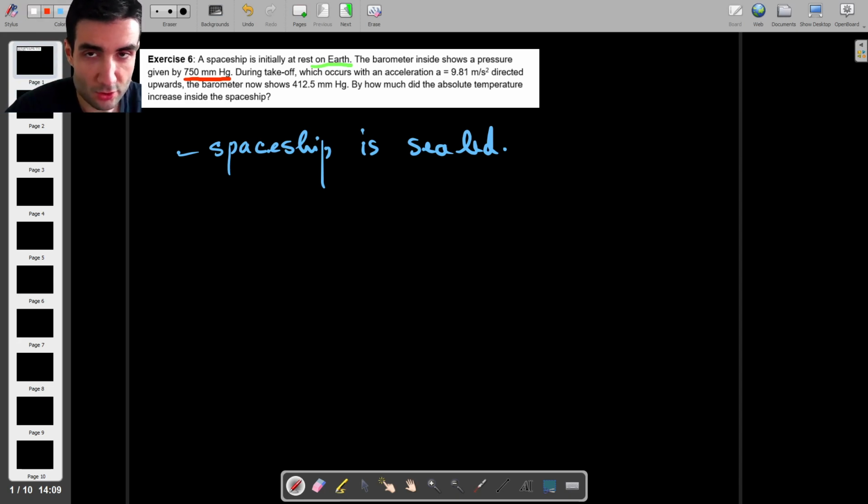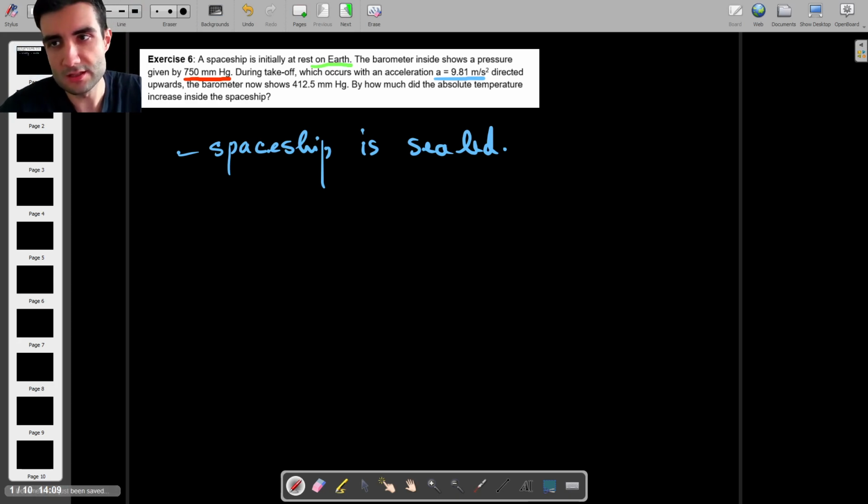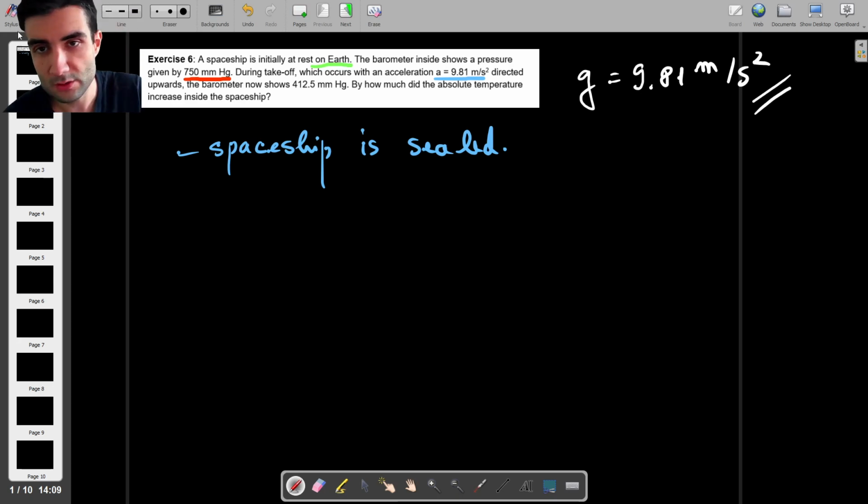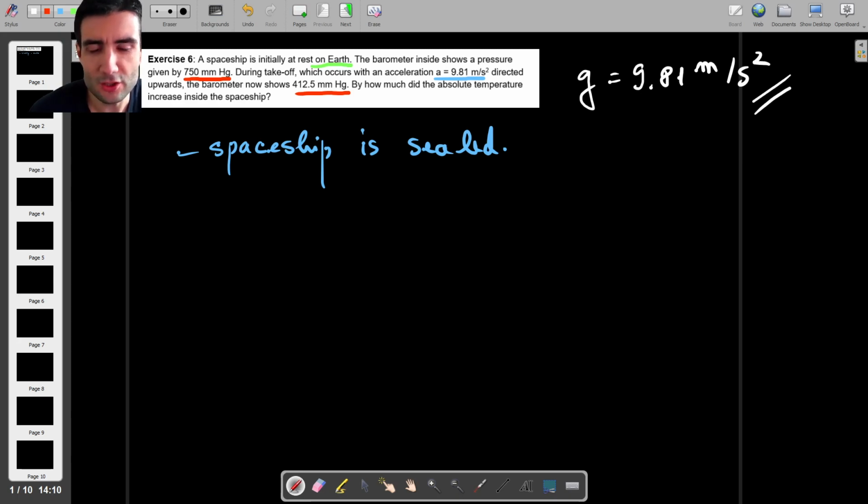Now, during takeoff, so the spaceship is no longer on Earth, but it's taking off, which occurs with an acceleration of 9.81 meters per second squared. So it seems like the acceleration of takeoff is the same as lowercase g, the gravitational acceleration at the surface. During takeoff, with an acceleration a directed upwards, the barometer now shows this new height of the mercury. And the question is, by how much did the absolute temperature increase inside the spaceship?